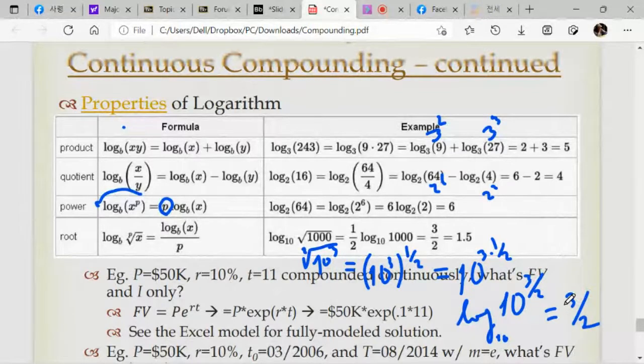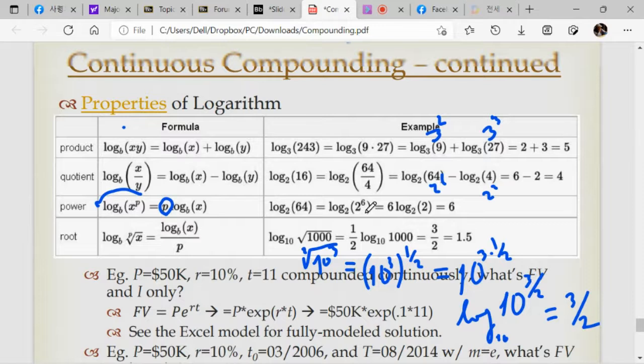Log of x times y can be broken up into a log of x plus log of y. I'm going to come back to this later because another property of log is that when you have log of x raised to p, that exponent can be brought down just like a coefficient.